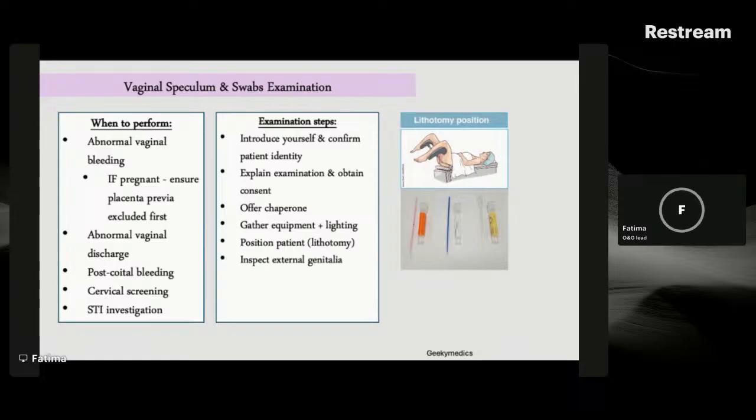You then inspect the external genitalia, so you're inspecting the vulva, you're looking for any ulcers, because that would make you think of genital herpes, any abnormal discharge. Differentials for that would be candidiasis, bacterial vaginosis, chlamydia, any scarring, which can be because of lichen sclerosus, vulvovaginal atrophy, which happens in postmenopausal women.